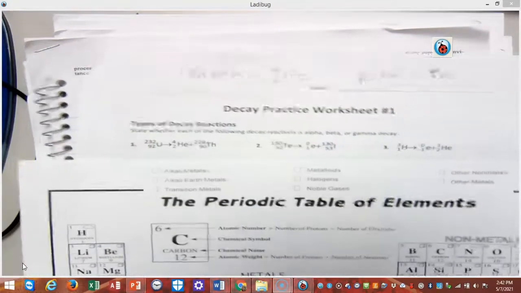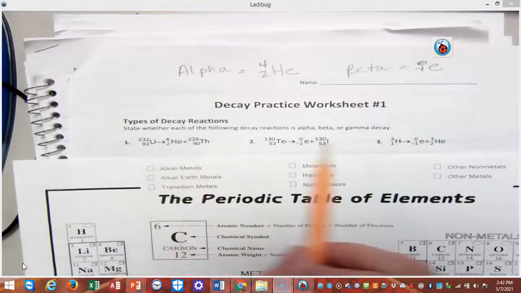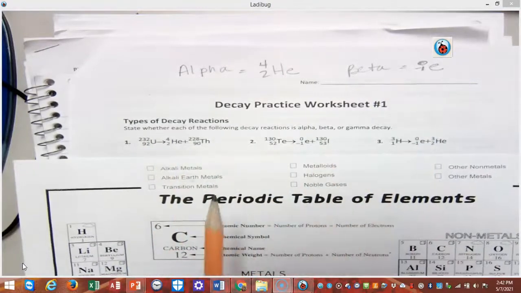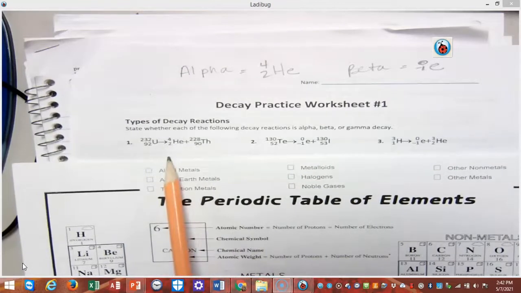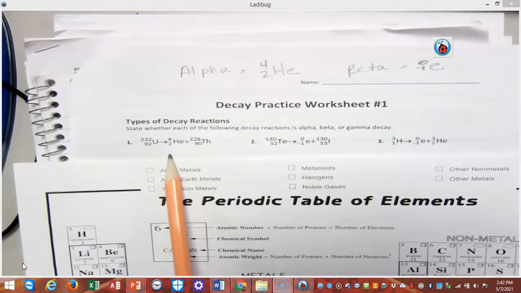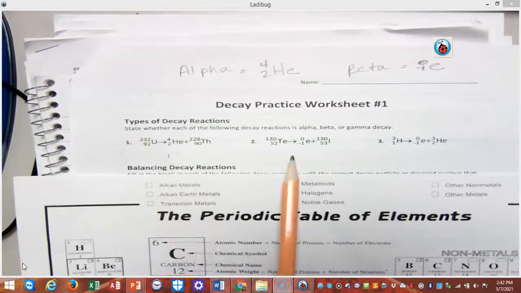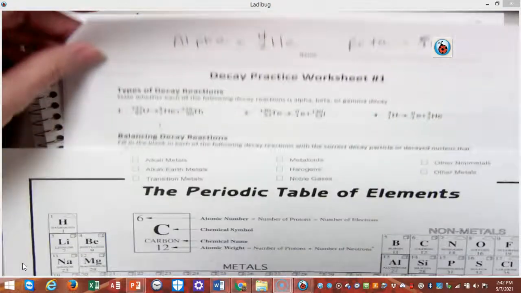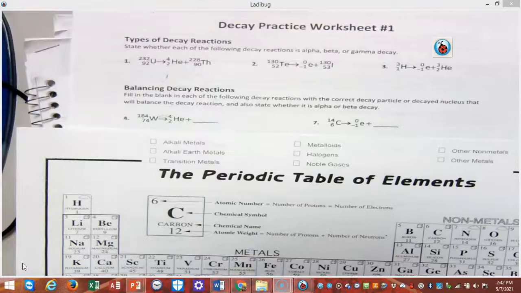Okay, so looking at your reactions, you're now going to determine, do you see the symbol for alpha or beta? And then you'll write alpha or beta underneath each one. Okay, let's look at some actual reactions here where you're going to fill in the blank.